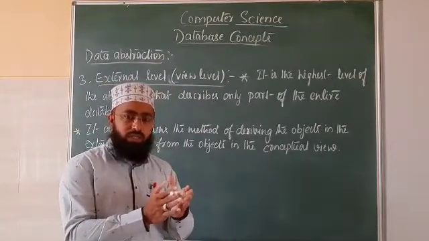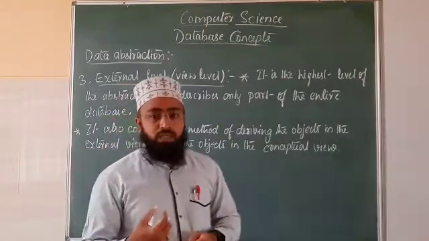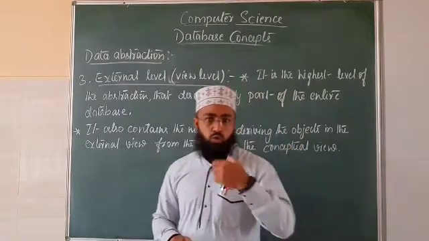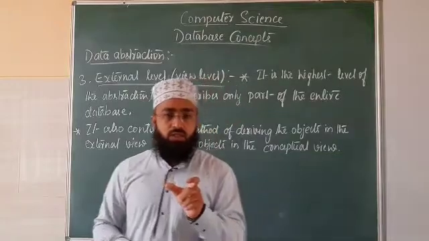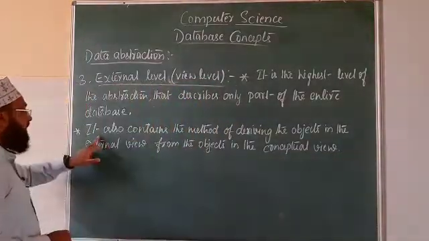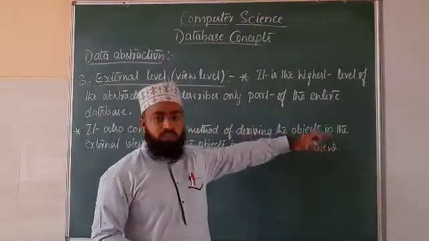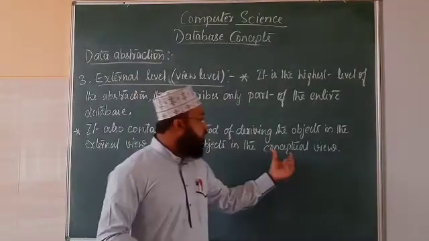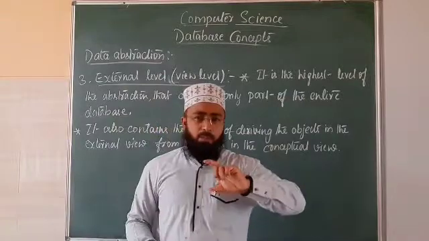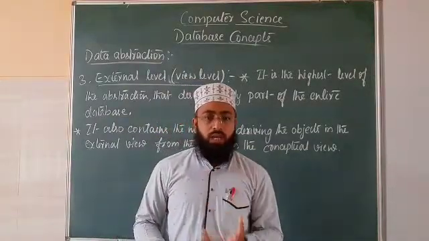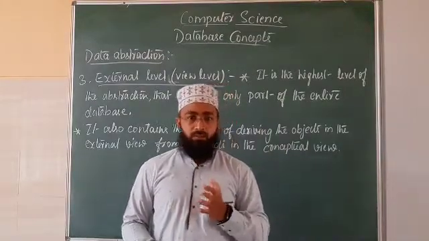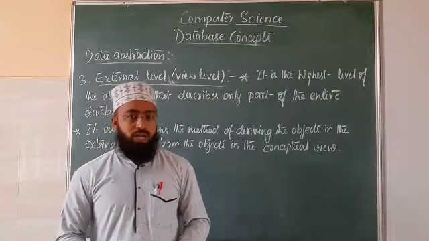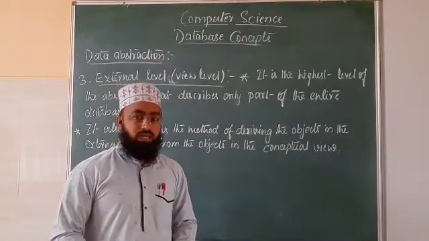Take an example of 2020-21. The entire database is stored under 2020-21, but it will show only 2020-21. If we go inside 2020-21, then we can access the complete database. Next, it also contains the method of deriving the objects. That is what I said previously under the conceptual level. That is deriving data from the objects in the conceptual view. The objects which are present in the conceptual view can be derived to the external level. So this process is also included under the external view, or it can also be called the view level or the external level.